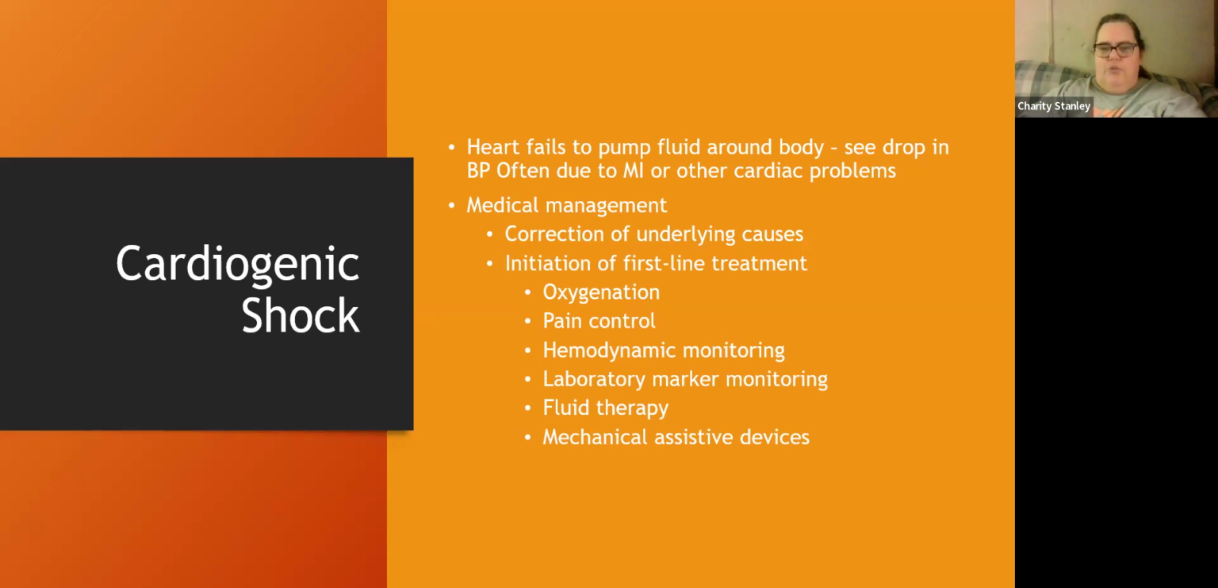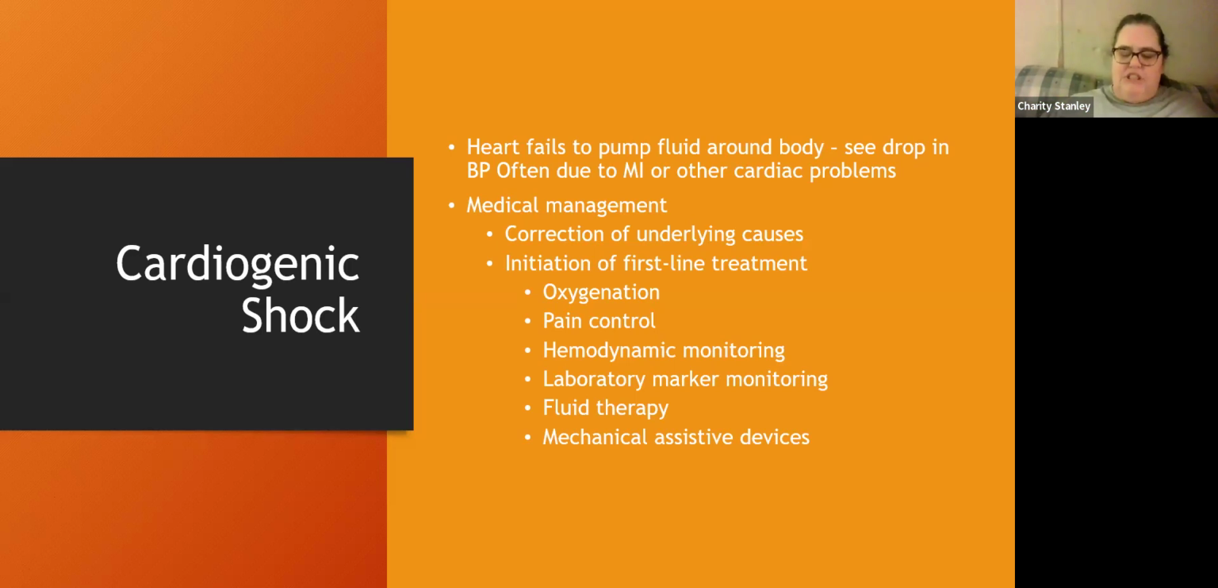So we want to correct the causes. First line treatment, we want to make it easier for the body to get the oxygen. Put oxygen on them. Pain control. Pain control is preferable with morphine because morphine actually has decreased air hunger associated with it. So we would look at doing hemodynamic monitoring, figure out, hey, do we need an art line? Look at giving fluid if that's part of the problem.